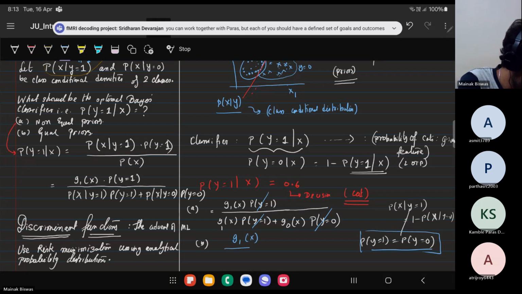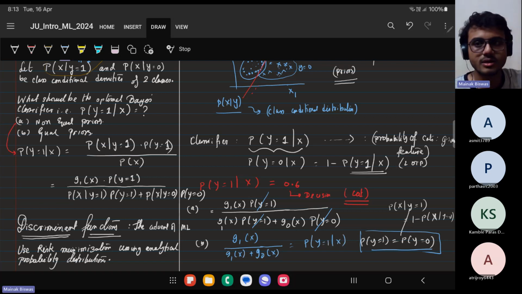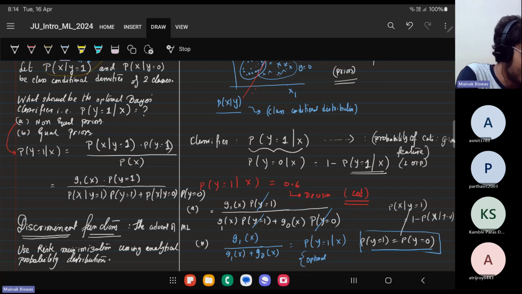G1x, right? So see, this is nothing but, yeah. This prior, we call it the evidence, don't we? Evidence is P of X. This is the evidence. Evidence means what is the evidence of seeing the data.